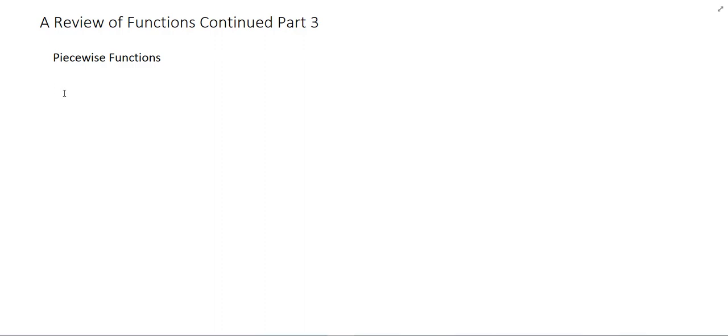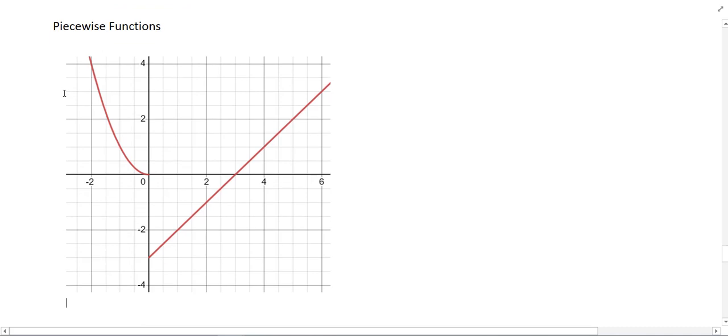Hey there, so we're going to continue studying a review of functions, and in this video we're going to talk about piecewise functions. So what is a piecewise function? I have a little graph here to show you. So this is an example of a piecewise function.